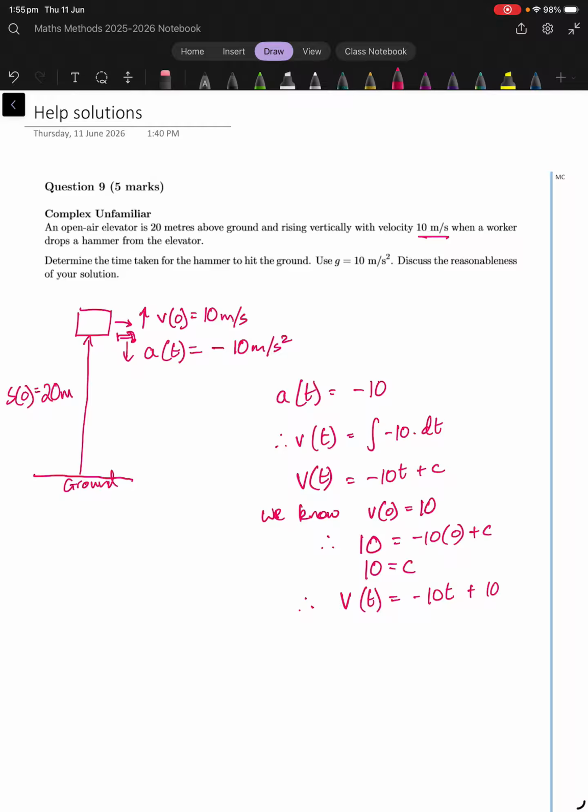Now, we want to determine the time taken for the hammer to hit the ground. So I'm going to have to figure out what time it was when the displacement was 0. So I guess I've got to figure out my displacement. So S of t is going to be the integral of the velocity.